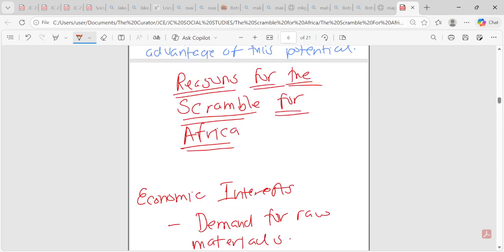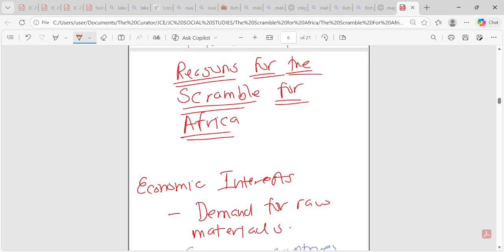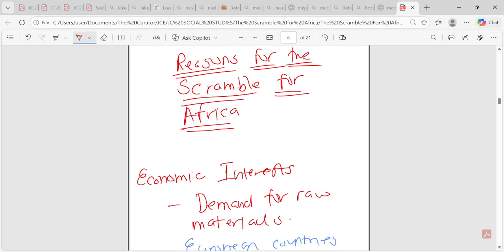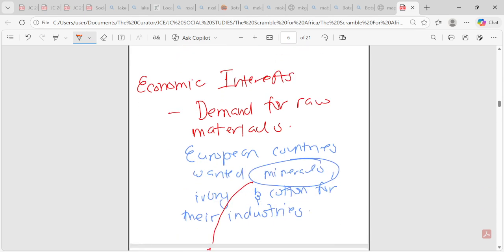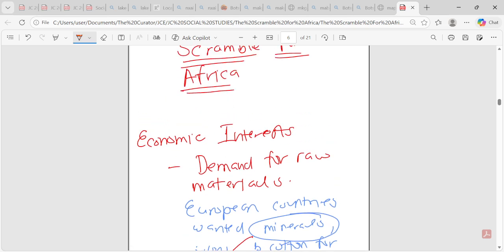So what were the actual reasons for the scramble for Africa? Given all that, can we outline, can we state the reasons for the scramble for Africa? We're not just going to be stating these reasons, we're going to be sectioning them. So the first one here is the economic interests.